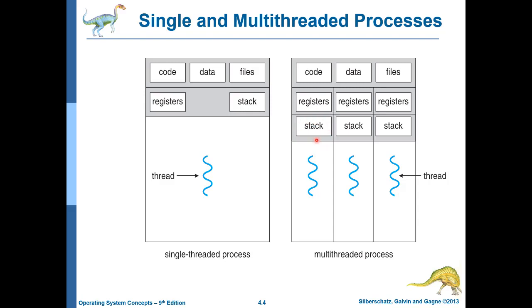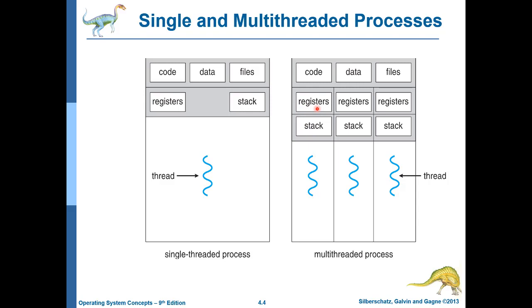Now you remember, why do we talk about data, register, stack? Because from chapter 2 we saw that a process has four parts. One was the code, one was the data, one was the stack, and another one was the heap. Heap was the memory. So the heap is actually common to all of these, but each thread has its own stack and each thread has its own registers.